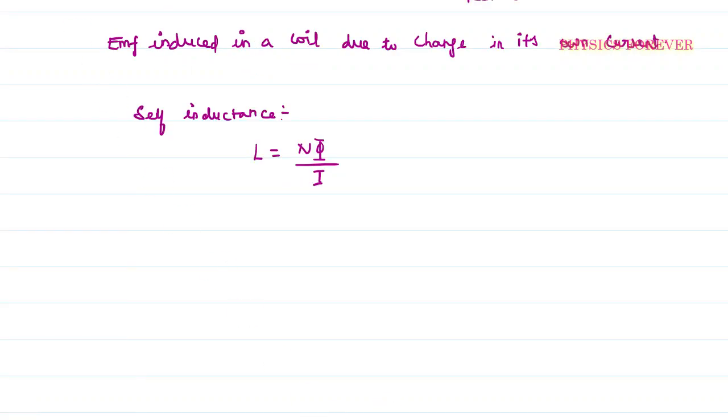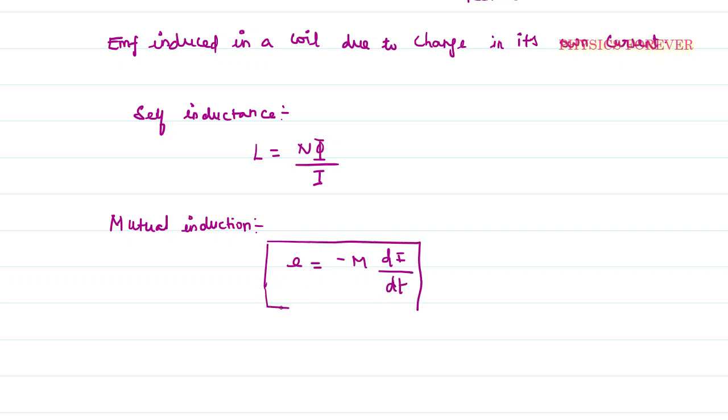Next, mutual inductance. How to define mutual inductance? I have to write the equation: E is equal to minus M di by dt. This is most important. Here M stands for mutual inductance, and di by dt is the change in current with respect to time. The negative sign indicates Lenz law.